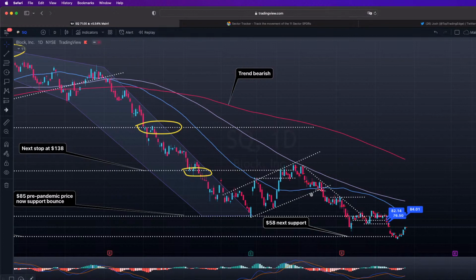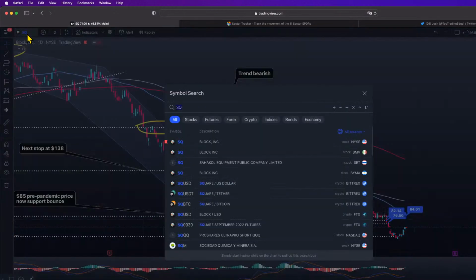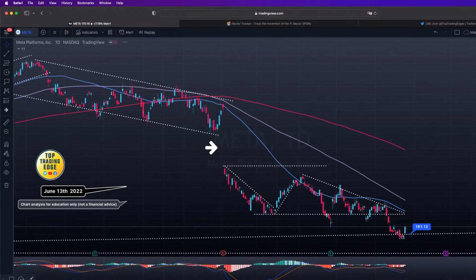Oh, next resistance on Meta. Man, Meta looks beautiful. I loved it. I announced Meta at 186, man. I love Meta. I'm thinking this could be a day or two game, and then it's going to get rejected. Remember, this is the resistance. This is the area to watch.